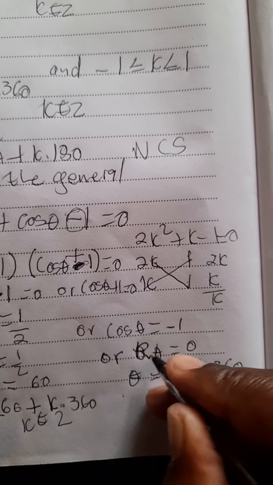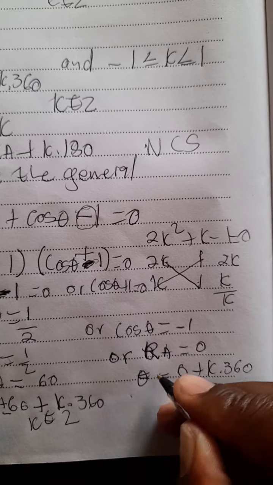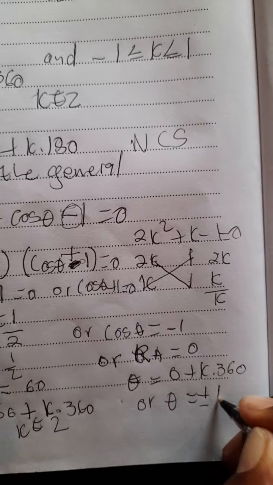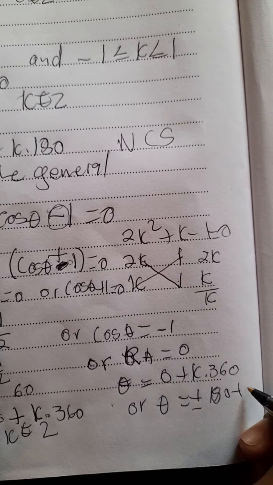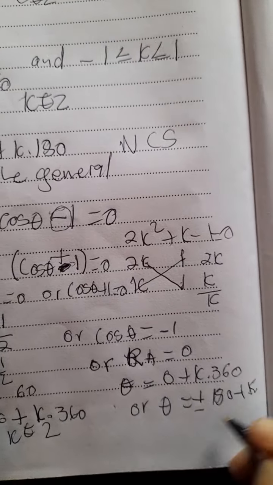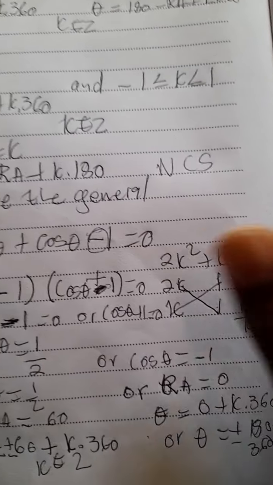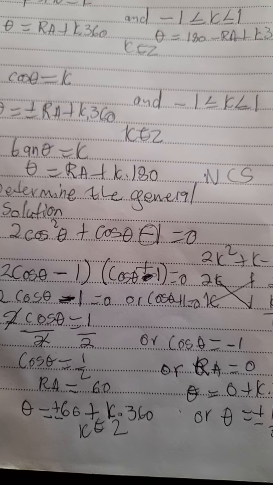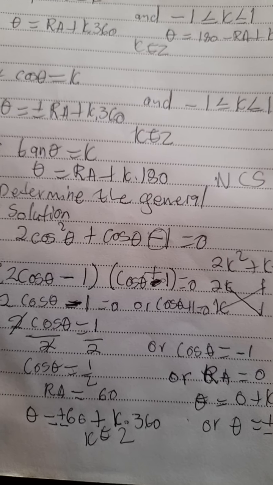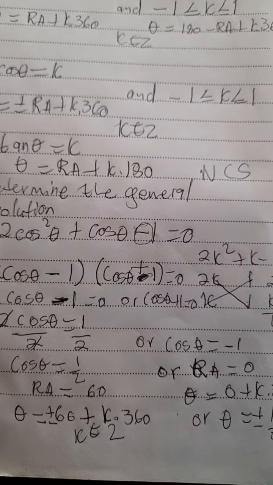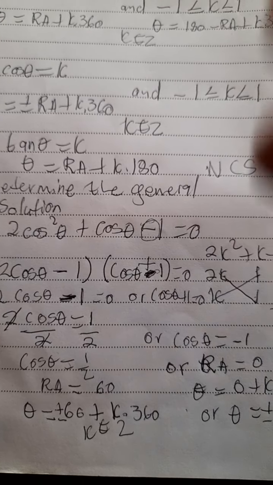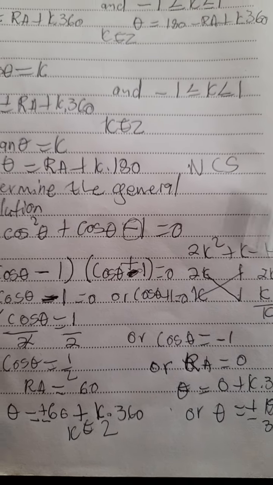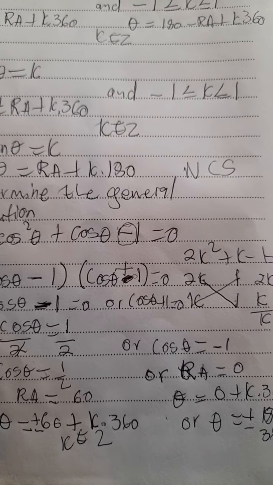If you have used -1, you will get 180. So your solution will be theta equals plus or minus 180 plus k times 360. So that's how you can solve a general solution that requires a factorization. You can use this technique. For the other solutions, you can also find other solutions. These are not the only solutions that we have here. By using a CAST diagram, you can find other solutions.